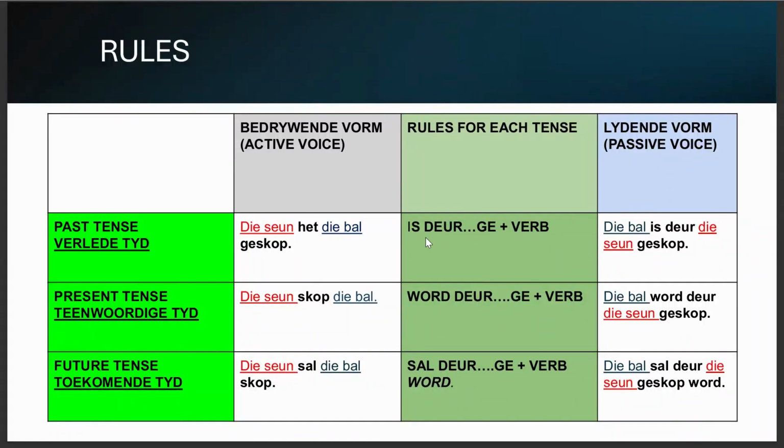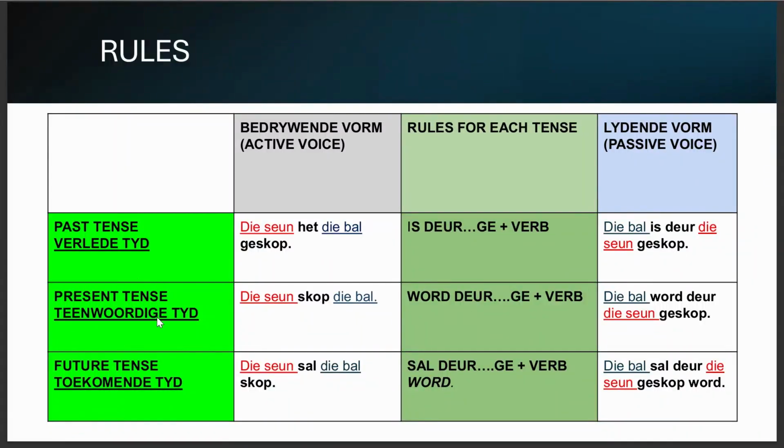Now, if you apply this is deur rule, it's going to change to die bal is deur die seun geskop. You didn't need to add another ge because the sentence is already in past tense. It already has a ge in front of the skop, kick. So, die bal is deur die seun geskop. This is in the same tense as die seun het die bal geskop. So it's still in the same tense. Very important to remember that.